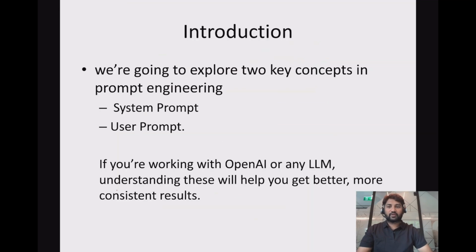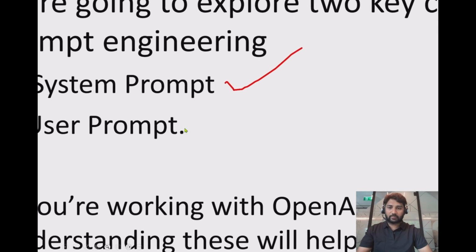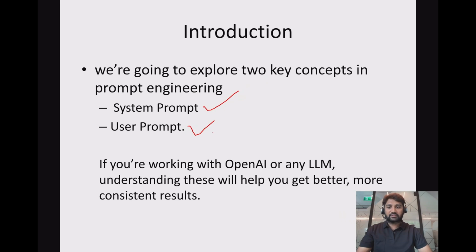In this video, we are going to discuss two key concepts related to prompt engineering. One will be the system prompt and another will be the user prompt. So what is the meaning of system prompt and user prompt? It is very key information to understand when you are writing prompts for the AI, especially when you are working with OpenAI or any LLM model. It is very important the way you write a prompt, and especially the system and user prompts. What is the significance of each of them?